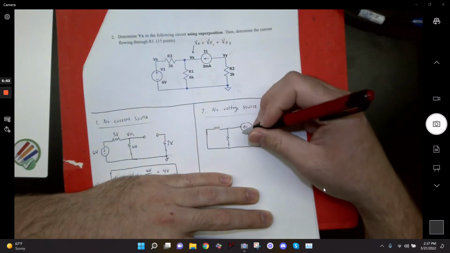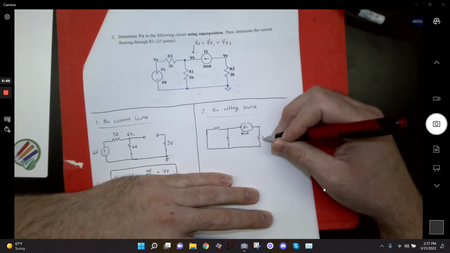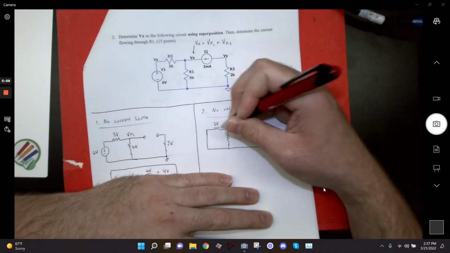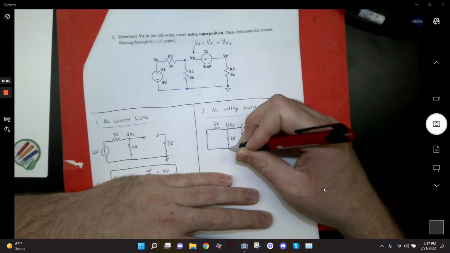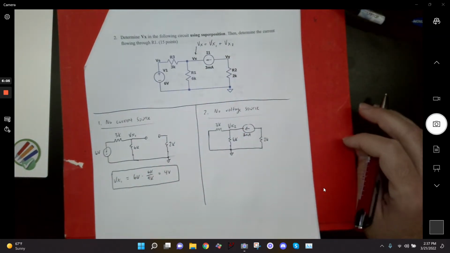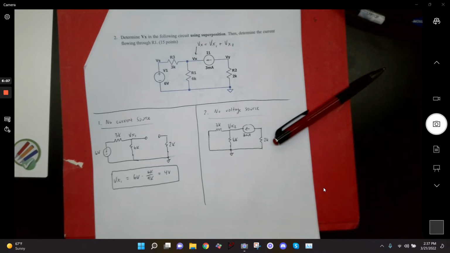Right, 3 milliamps, 2K, this is VX2. Does everybody agree that 3K and 6K are in parallel? Alright, so I need to figure out what that is. Should be 2K. Is it 2K?